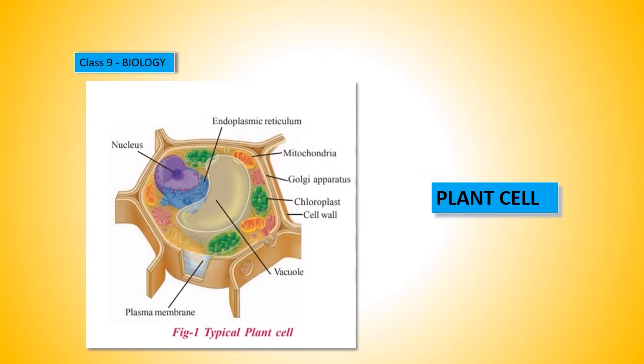Look at the plant cell. We have the nucleus, endoplasmic reticulum, mitochondria, Golgi apparatus, chloroplast, vacuole, and the plasma membrane. One of the most prominent parts that we see is a strong cell wall and a big vacuole.